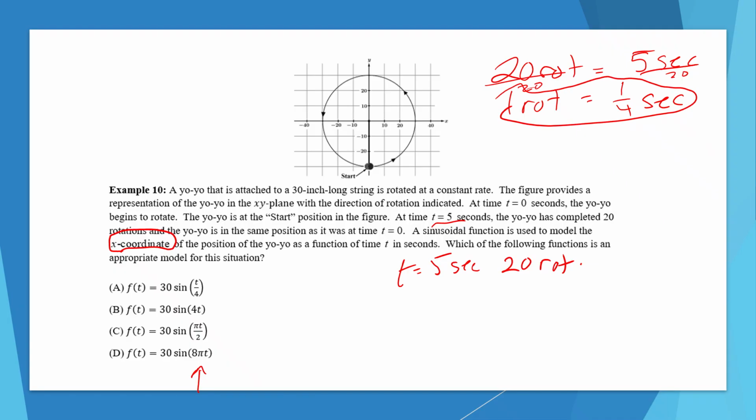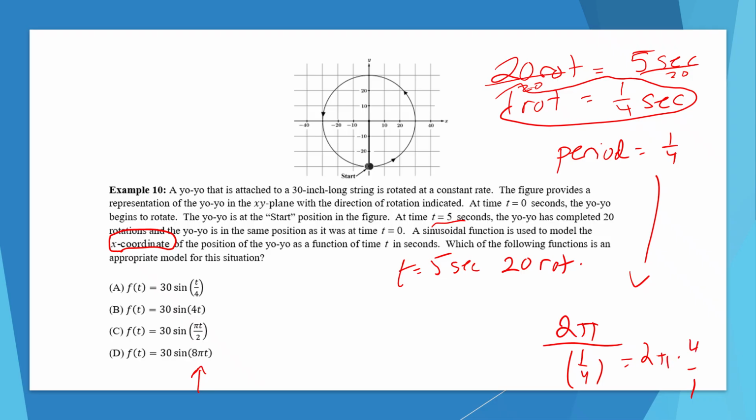Knowing then our period should be equal to 1/4. With our period being 1/4, our b value is going to be 2 pi over 1/4, which is 2 pi times 4 over 1, which is 8 pi. So D is going to be our answer here.